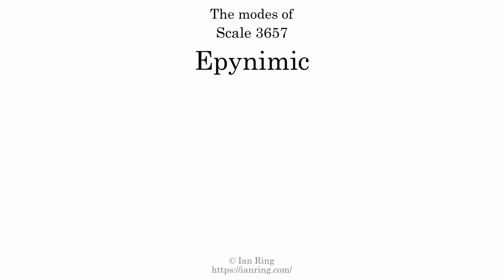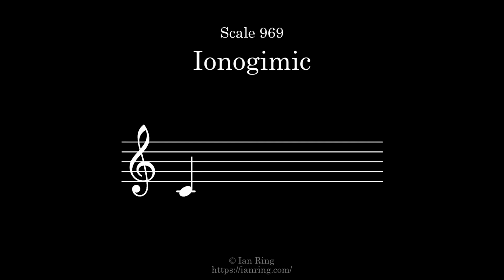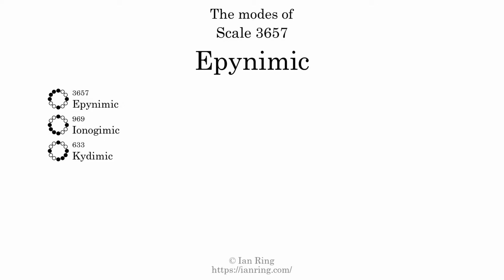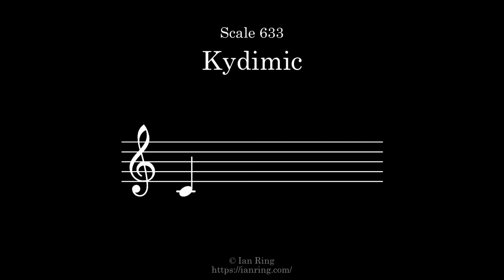This scale has 6 modes. The first mode is itself. The second mode is scale 969, also known as Epynimic. It sounds like this. The third mode is scale 633, also known as hexatonic. It sounds like this.